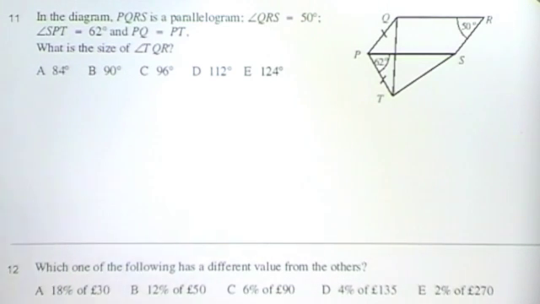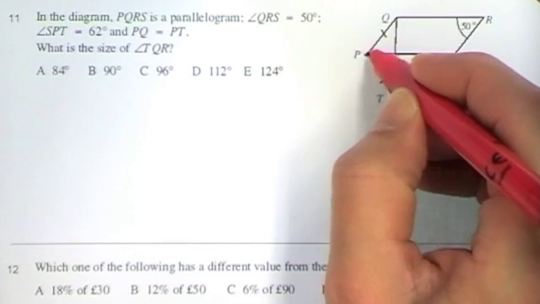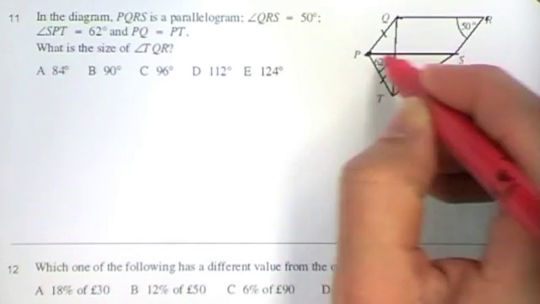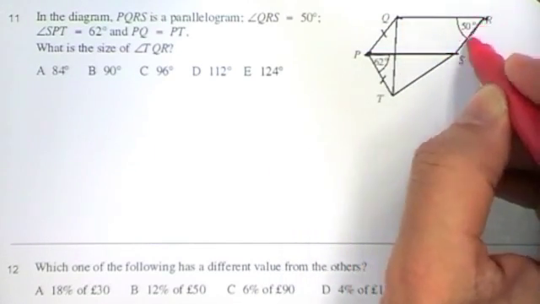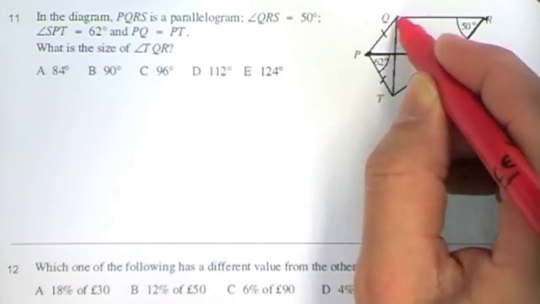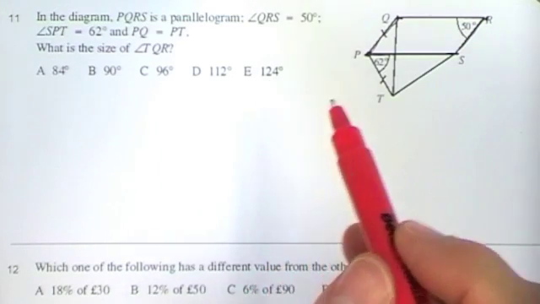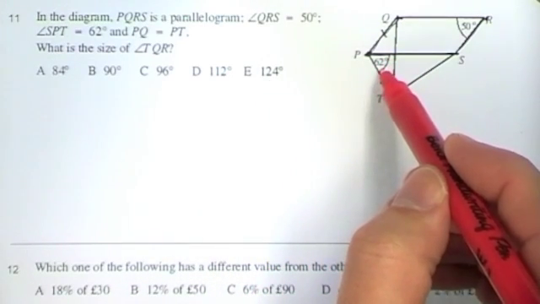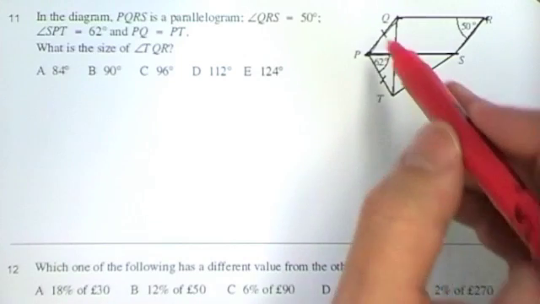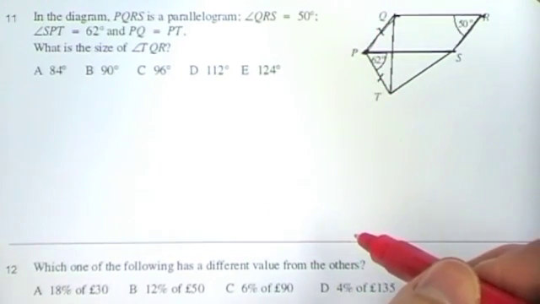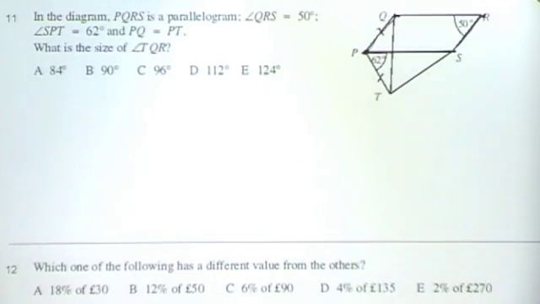Question 11. In the diagram, PQRS is a parallelogram. PQRS, that is a parallelogram. That's a very useful piece of information. SPT is 62, they've marked that on, and PT equals, so they've put the little dashes on there. What is the size of angle TQR?